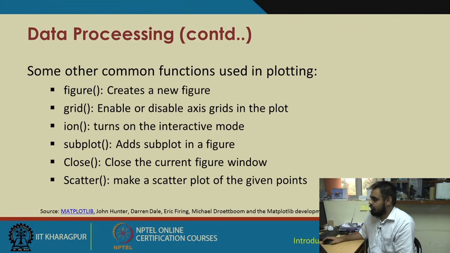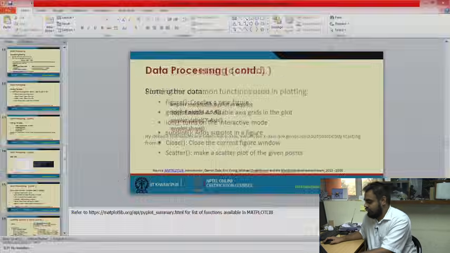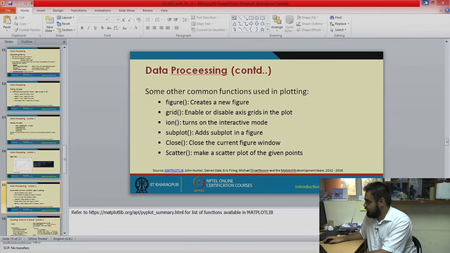Now some other functions used in plotting. I've covered this figure, it creates a new figure. Grid, it enables or disables an axis grid on the plot. Ion is the interactive plot mode. This is generally used for animations. Your subplot, it adds a subplot in the figure. Close, it closes the current figure. And scatter makes a scatter point plot of the given points. So we'll try this small.